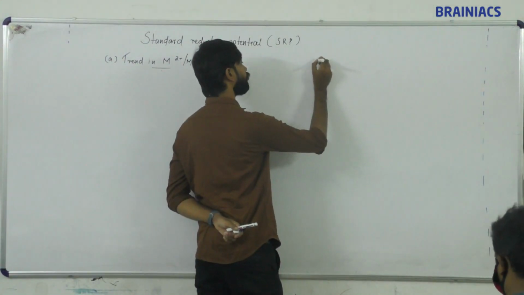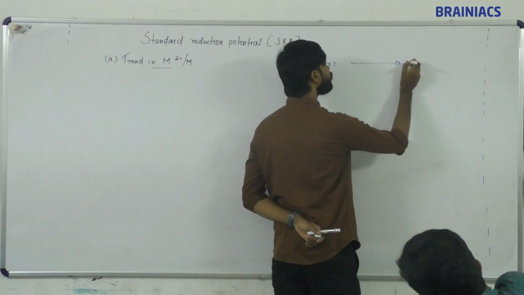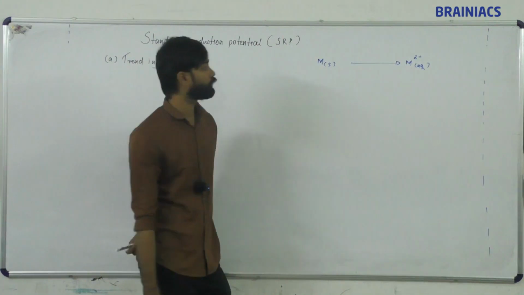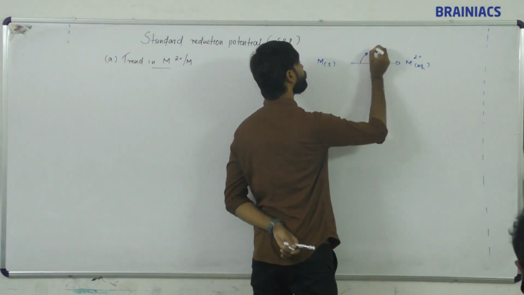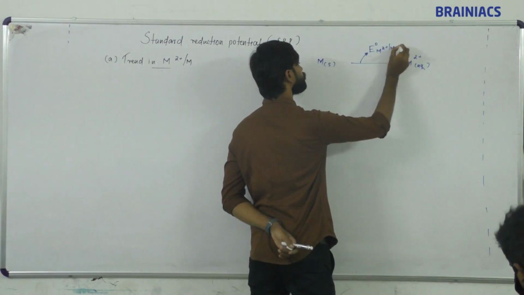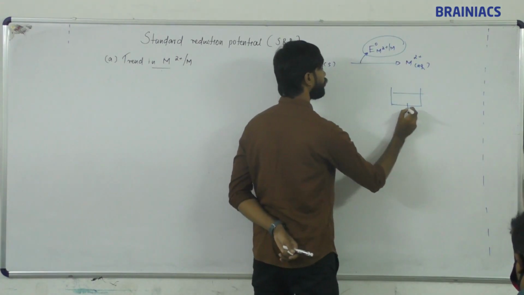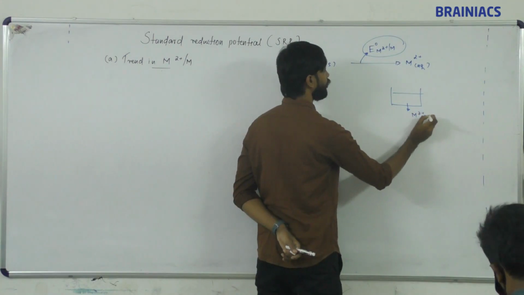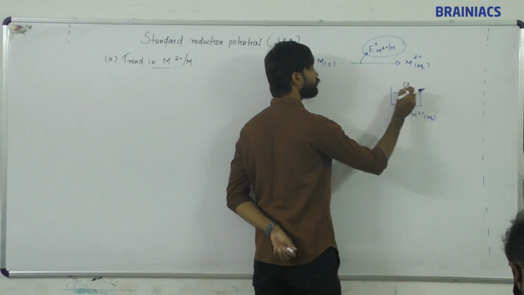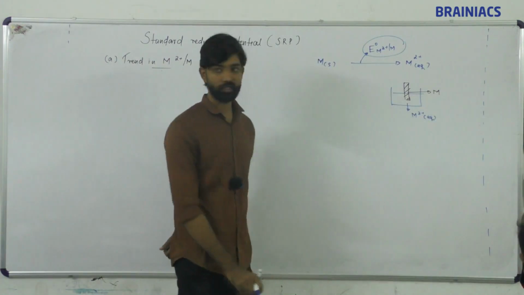Actually, if I have M, the solid, which becomes M2+ aqueous, then what is the potential difference between M and M2+? That is said to be the standard reduction potential, which means that I have an M2+ aqueous solution where M, the solid, is placed. And it is discussed in electrochemistry.